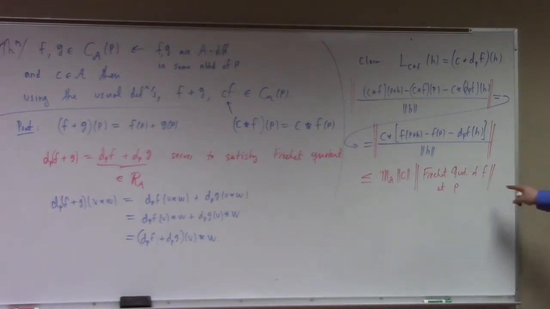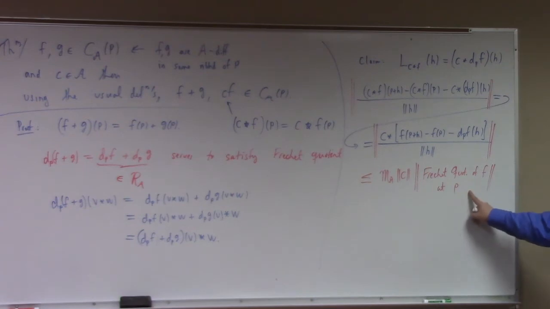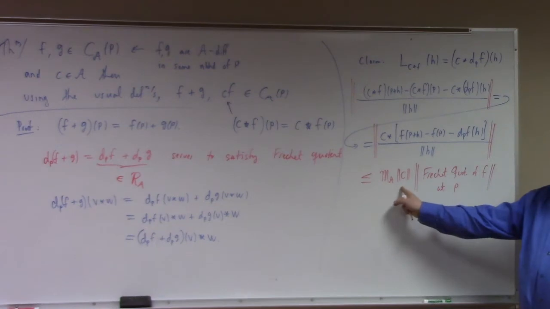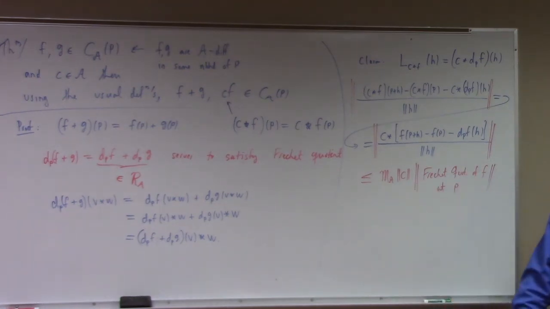But you're given that you can make this arbitrarily small. And so this is just a constant, and that's a constant. So you can make this as small as you like. Then by the Squeeze theorem, you can prove that the linearization of c times f is in fact c times the differential of f.